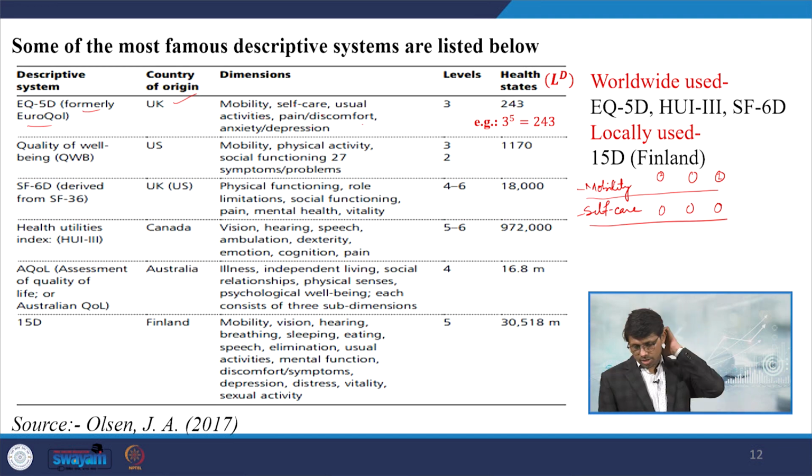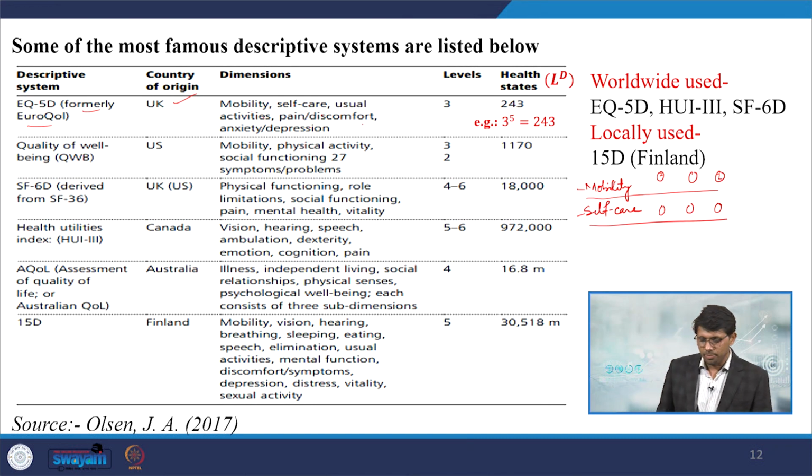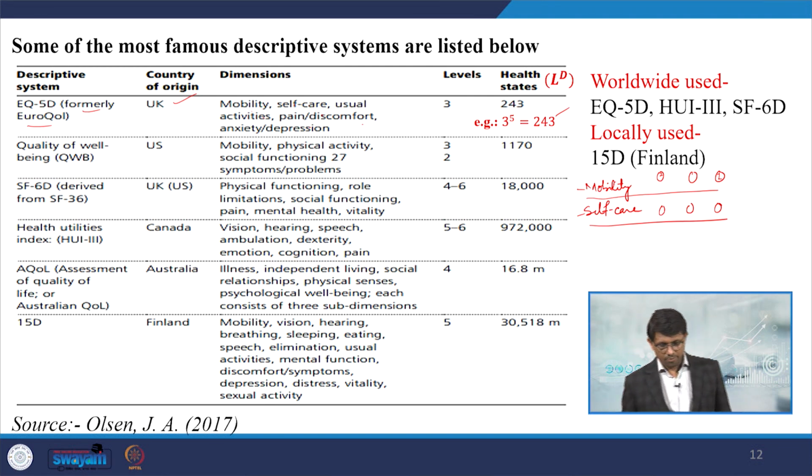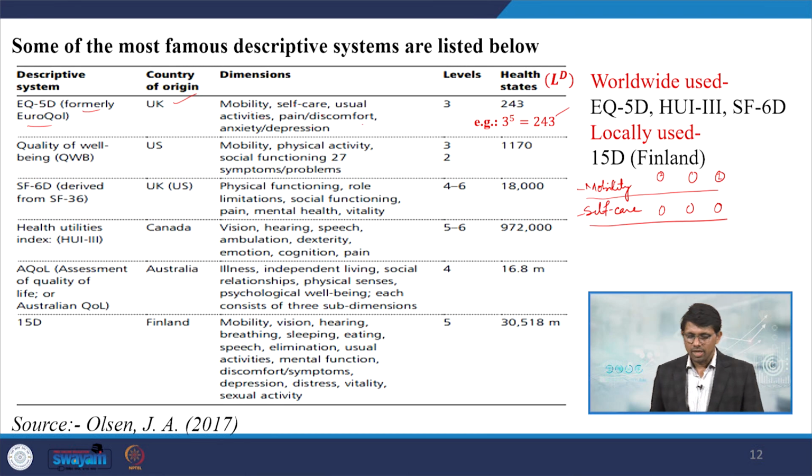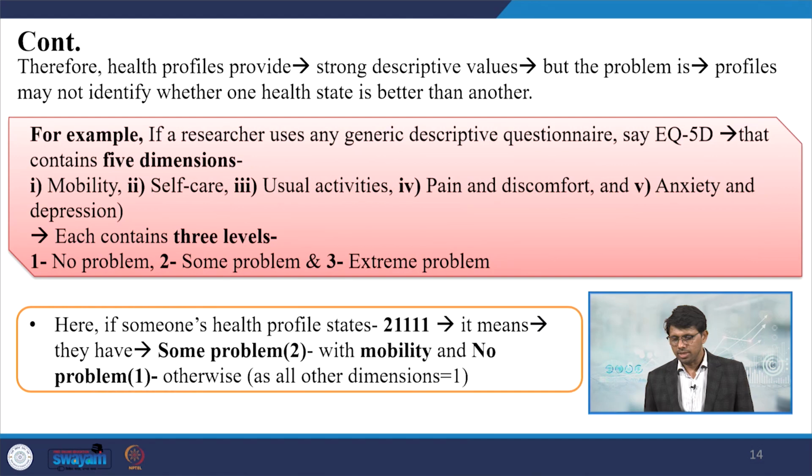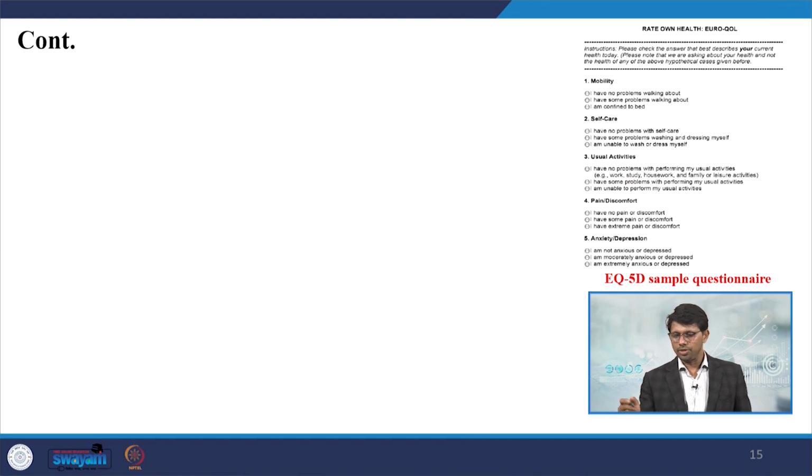If you multiply 3 into 3 into 3 into 3, 5 times, you will find all the possibilities, 243. Similarly for other cases, especially the Finland case, that is considered to be a bigger one, having huge numbers of health states. When I say why these are all possibilities, I will just show it to you. In EuroQol, when I say mobility, there are 3 indicators. When I say self care, there are 3 indicators. Likewise, each one has 3 indicators.